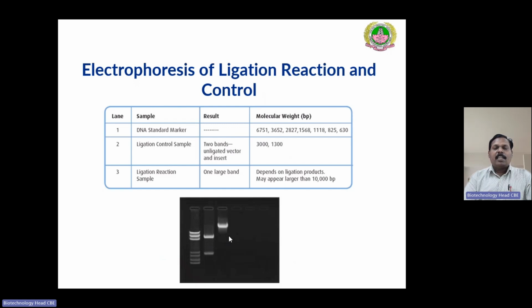The third lane contains a ligation reaction sample, where by addition of the DNA ligase enzyme, the vector is now fused with the insert DNA. The vector and insert DNA get fused to form a recombinant DNA. So a ligated product will have a size larger than 10,000 base pairs. In this case, it is larger than 10,000 base pairs. That's why they occupy a higher position than the control DNA or unligated DNA molecules.